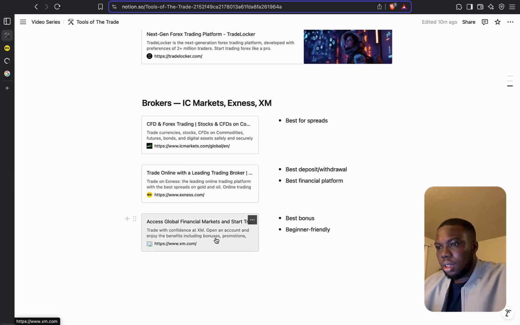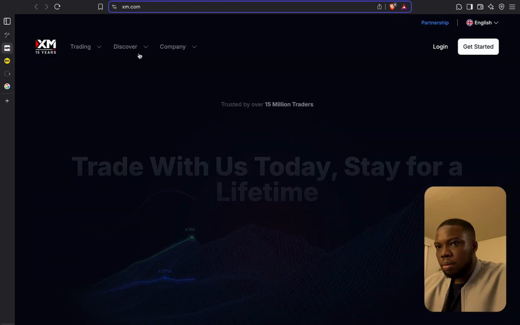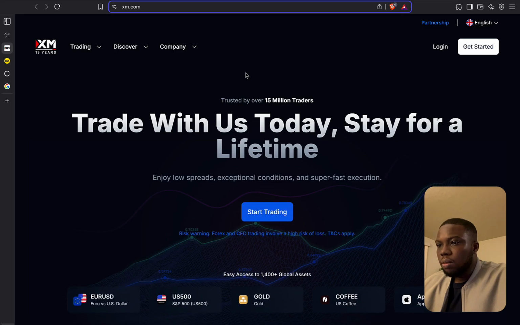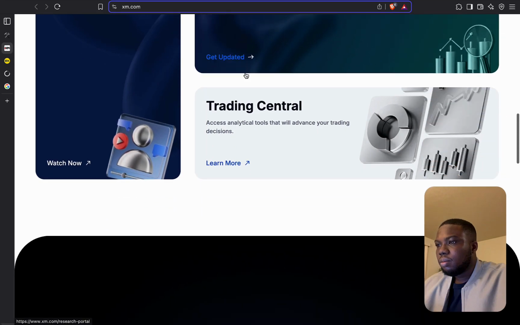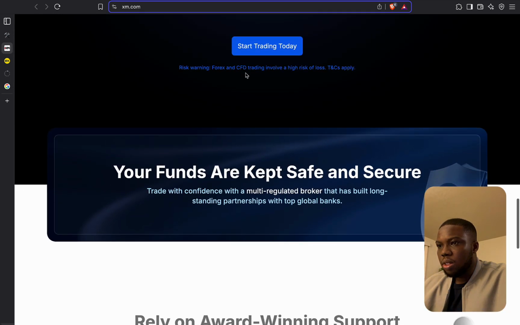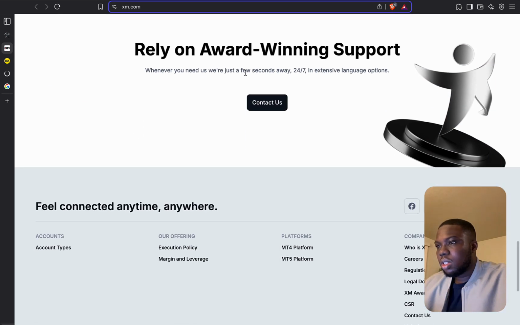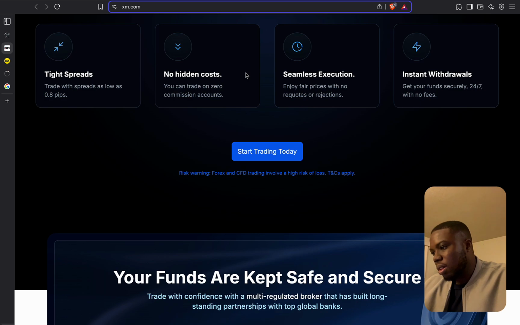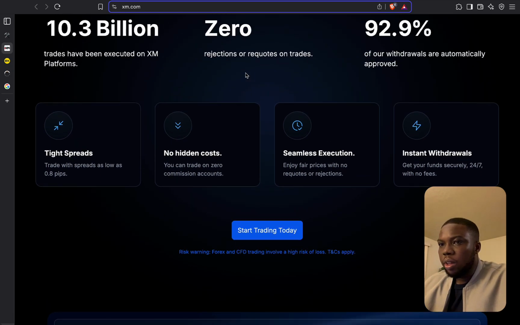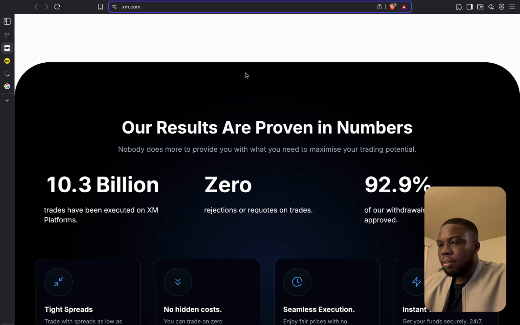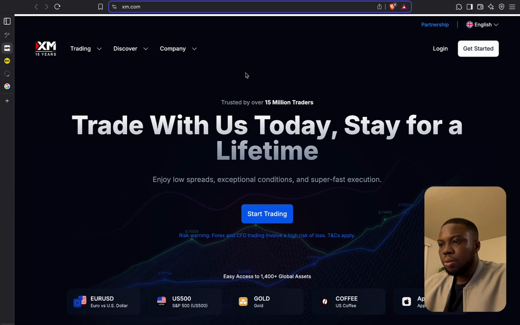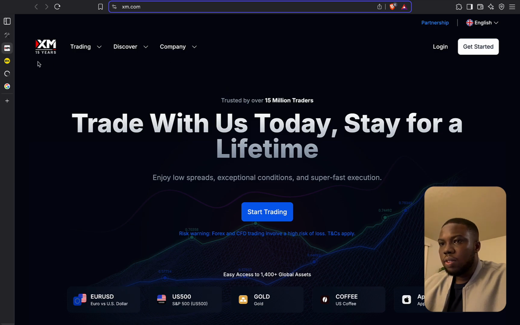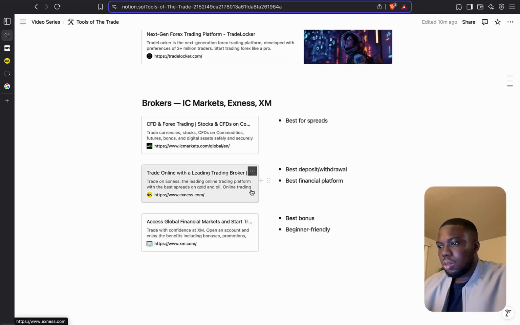And then XM has a lot of bonuses. It's why I like it. So when you begin trading, it's good to have a bit of space, a bit of leeway by way of bonuses to take your trades. So yeah, I enjoy this for starters.